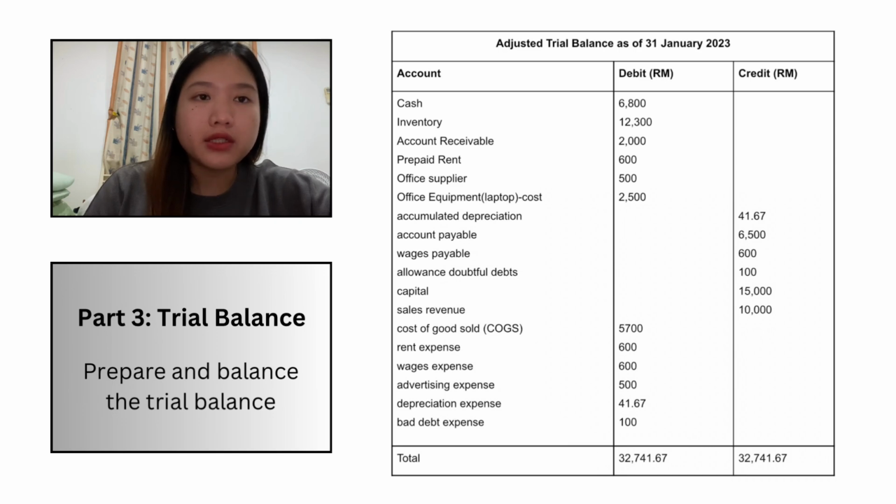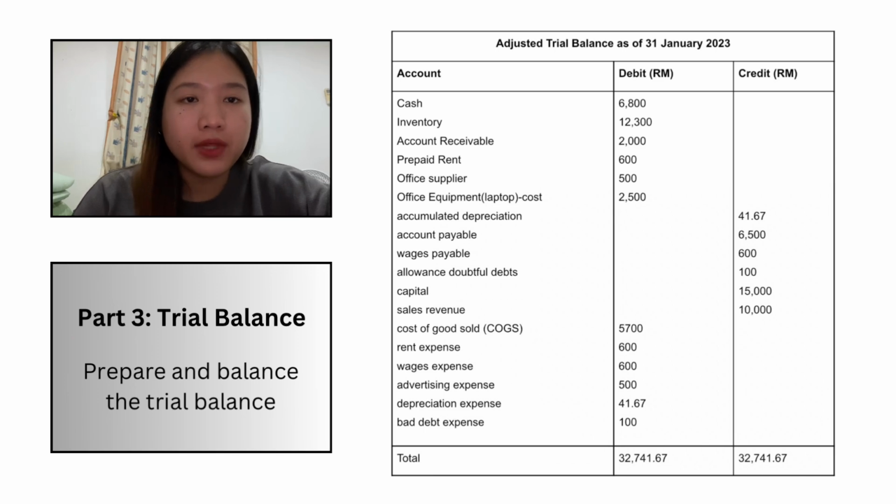I'm going to explain about the adjusted trial balance. The adjusted trial balance is a key financial tool used to verify the accuracy of an organization's accounting records after adjustments have been made. It ensures that the total debit matches the total credit, providing confidence in the correctness of the financial data before preparing financial statements.